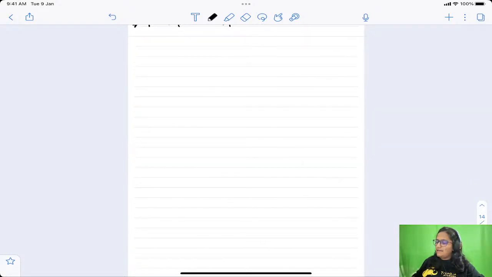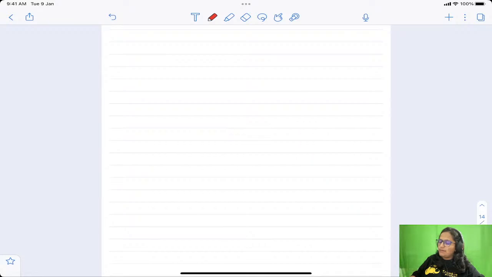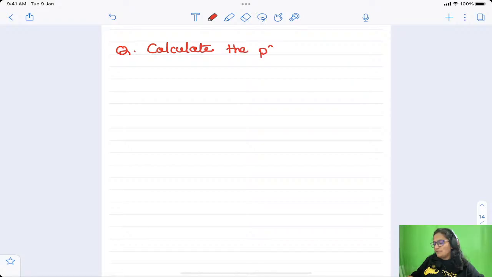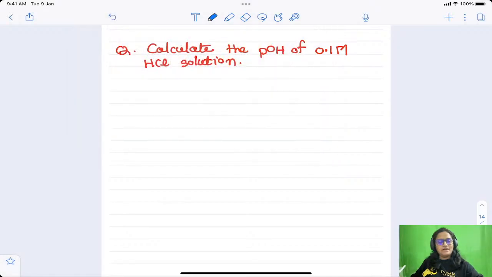I hope you have taken a screenshot. Let us see the questions one by one. The first question I am going to write down now: calculate the pOH of HCl, that is an acid, whose concentration is 0.1.